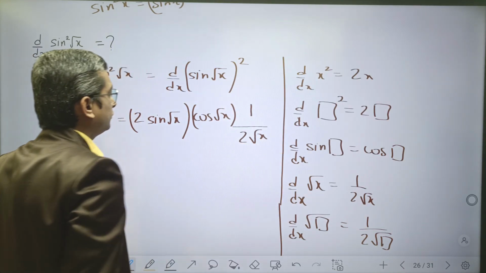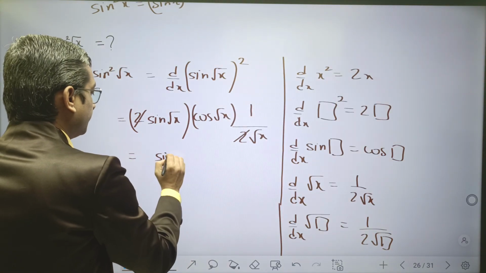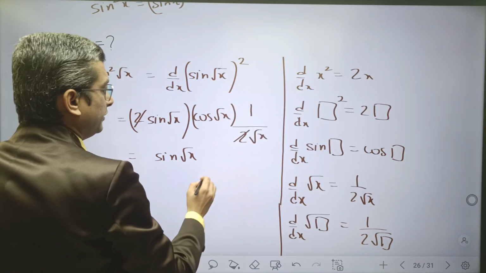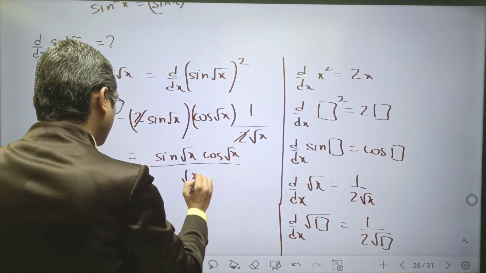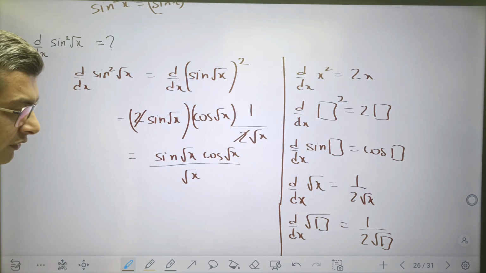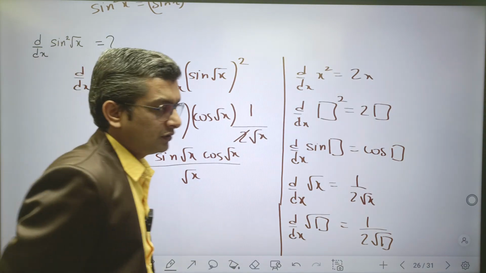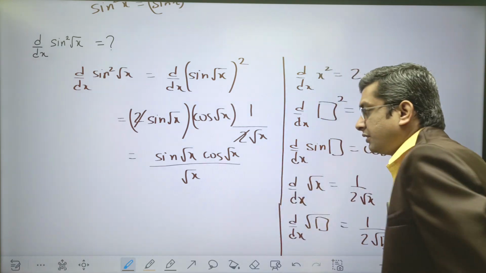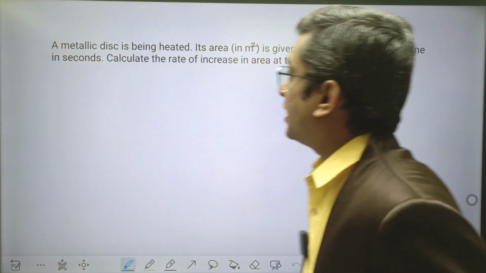So this is the formula. This 2 gets cancelled, and you will get sine root x and cos root x whole divided by root x. In maths, we generally don't put root in the denominator, so we multiply by root x in the denominator as well as the numerator. But in terms of physics, this may be the answer, isn't it? So this is solved.